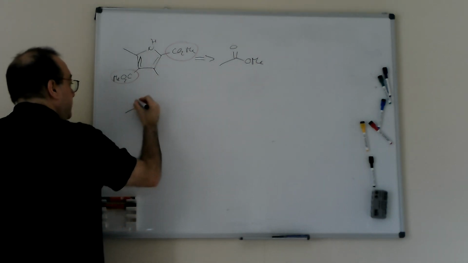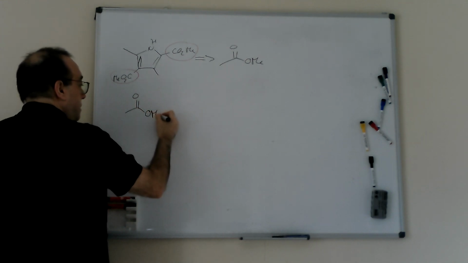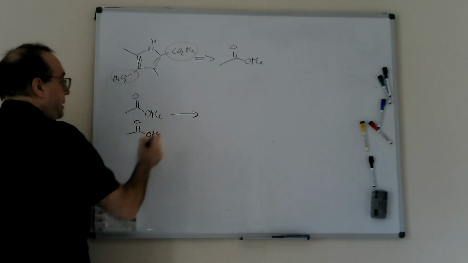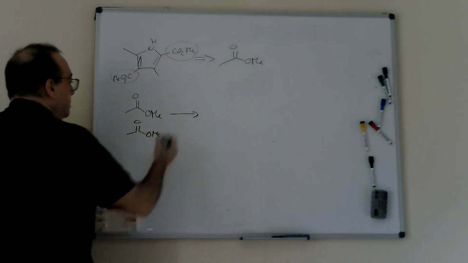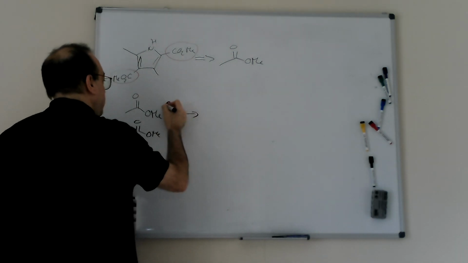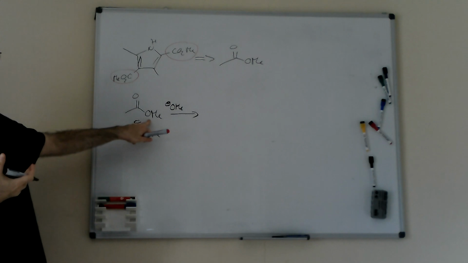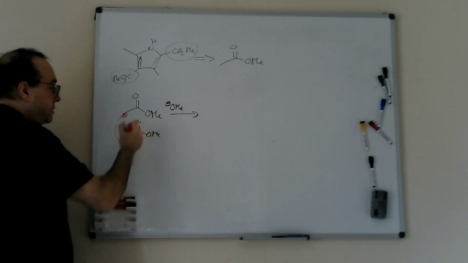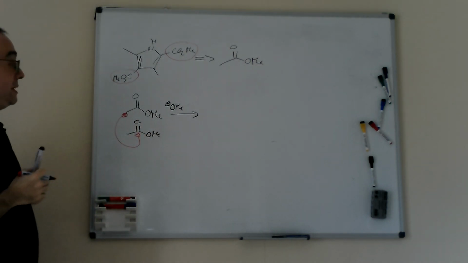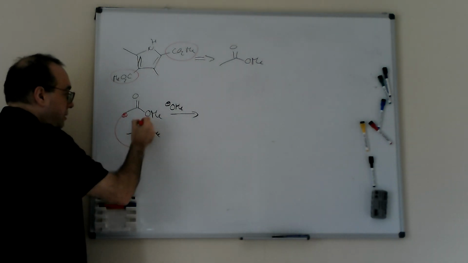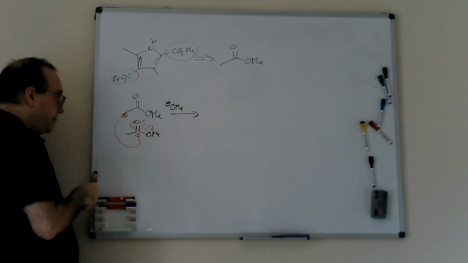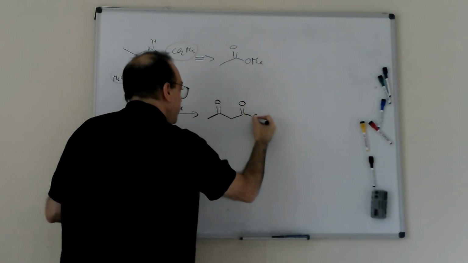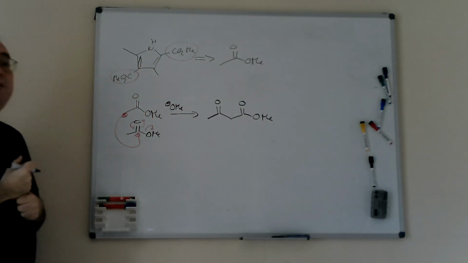Okay, we start with ethyl acetate. We do a Claisen condensation. We can use methoxide. I use methoxide in order to not get a transesterification. And basically the methoxide makes an ion here that attacks another molecule of the same methyl acetate. Addition, elimination, and I get the 1,3-dicarbonyl compound.